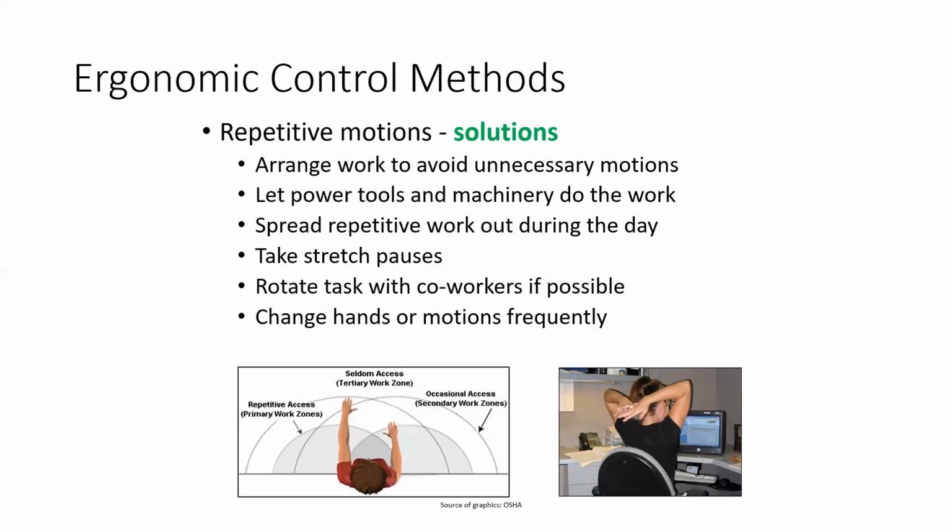If you can do it by scan, some advanced scanners now can make a scan and convert it to Word. Okay, spread repetitive work out during the day. You can take stretch breaks. You can rotate tasks with co-workers if possible, not only one person doing the same job. You can change hands or motions frequently. All of these are the repetitive motion solutions or ergonomic control methods.